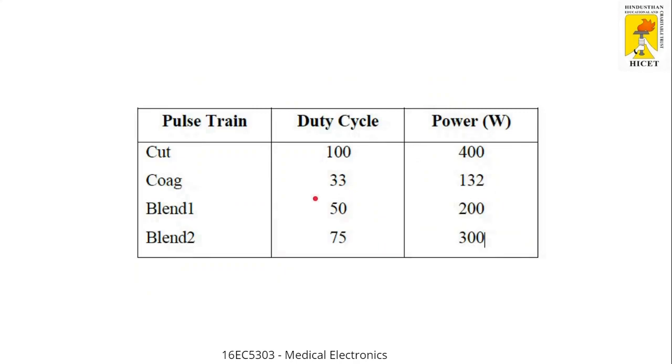And next, this is the last slide, and with that we'll be completing this topic. This table gives an idea about the amount of power consumed by each mode, and the duty cycle taken by each mode. If you want to cut tissues, then the power used is 400 and the duty cycle required is 100. In coagulation, the power utilization is less, and the duty cycle is also less. If you want faster coagulation, then we go with blend 1 mode, and if you want it still faster, then you have to go for blend 2 mode, where you can see the duty cycle and the power consumed by each mode.